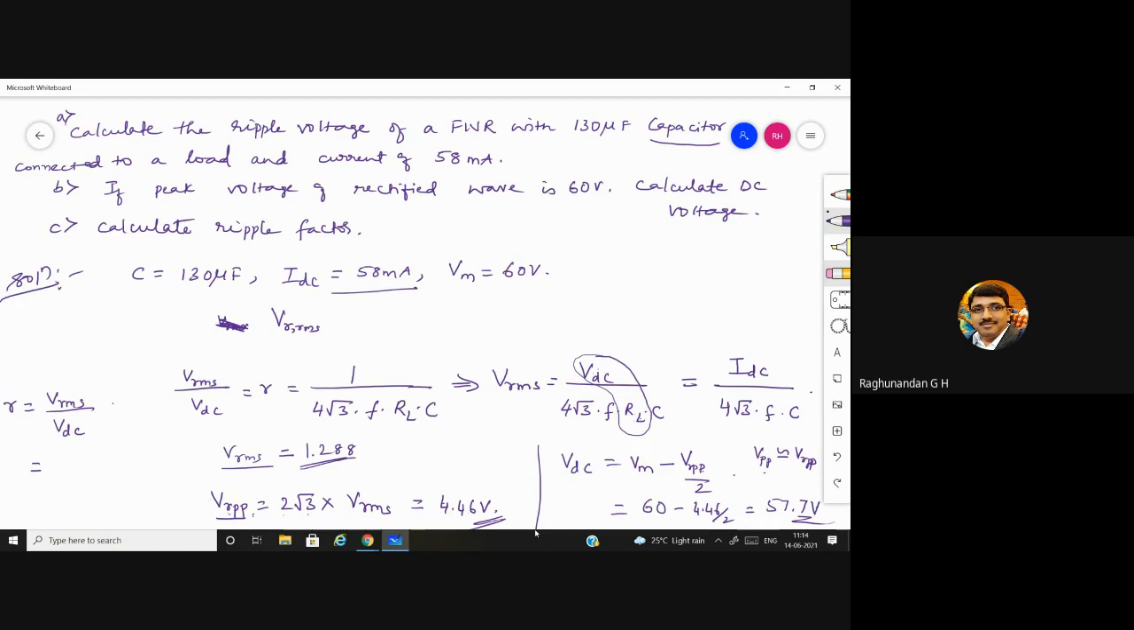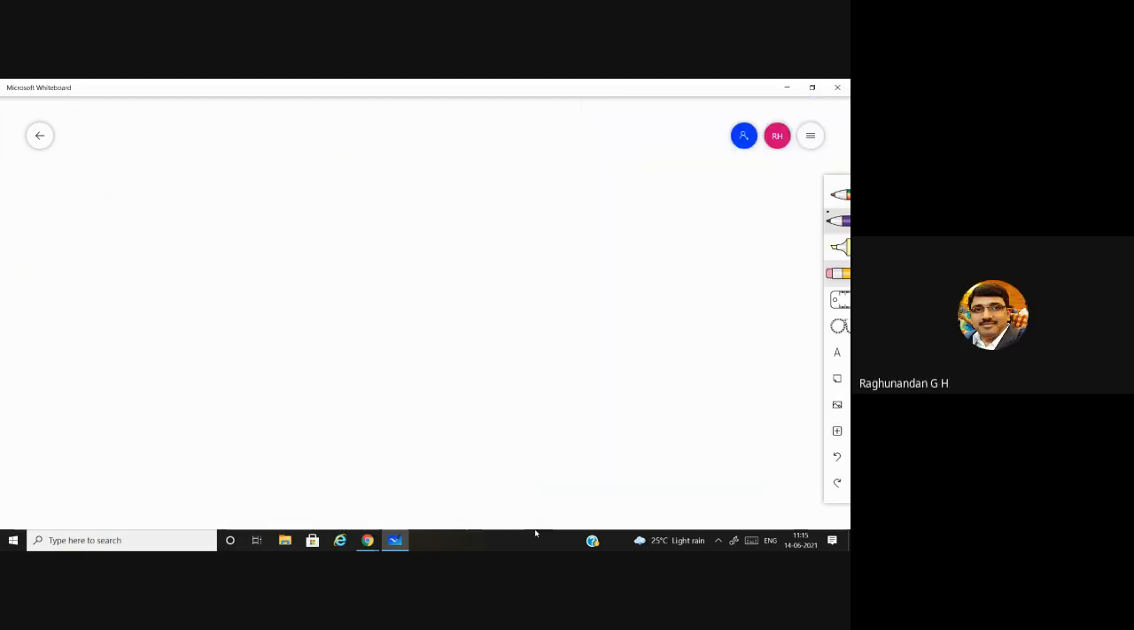So what is the answer? 0.022. Is it below the ripple factor value of the full wave rectifier, or more than that? Below, sir. So what is the ripple factor value of the full wave rectifier? 48.6. Yeah. Okay. So that's about this problem.